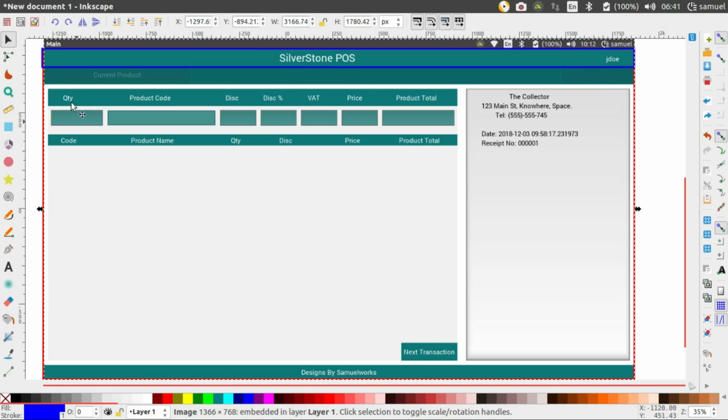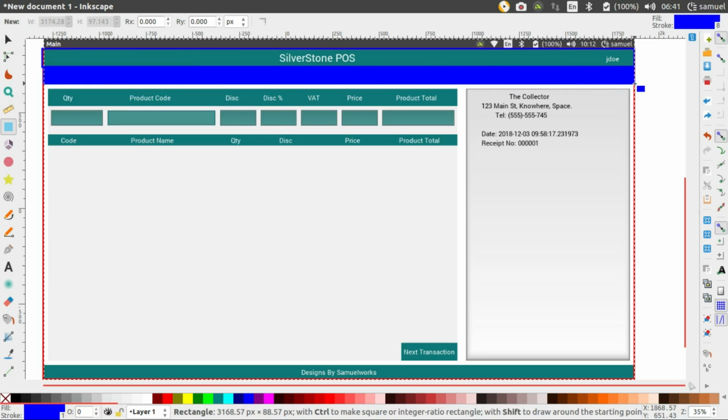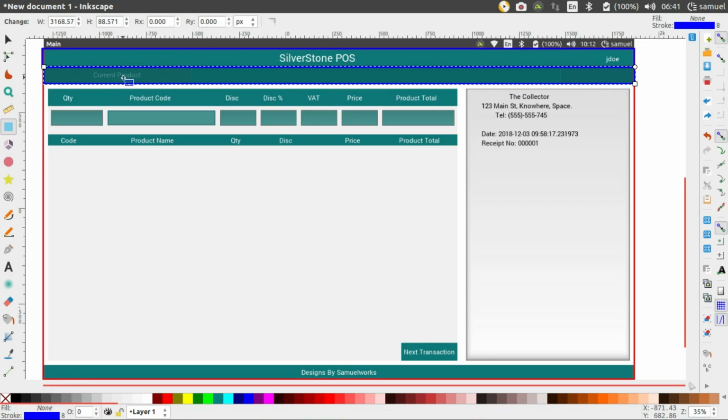Then again we have a box right there, and it has three buttons: this one, the central one, and the last one, which is going to represent the price for the current product. And the process is the same for all these.